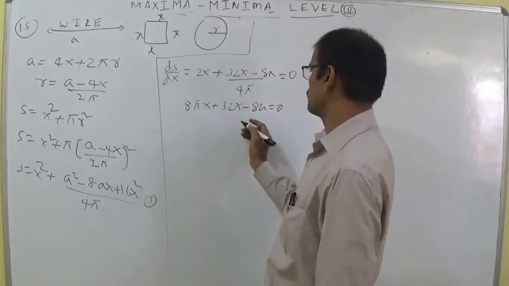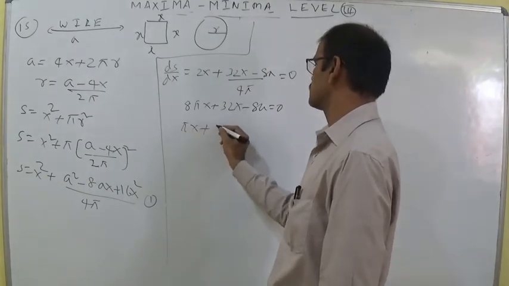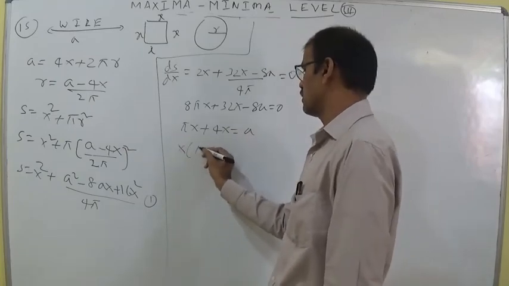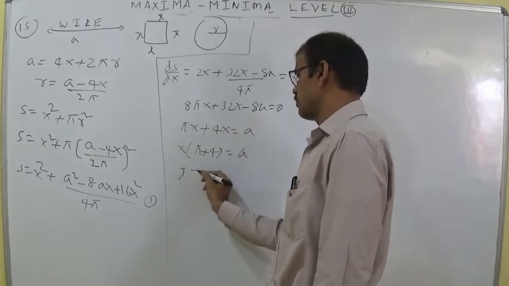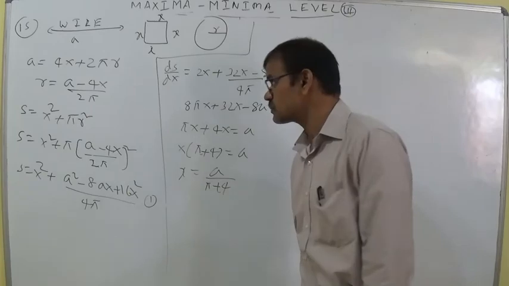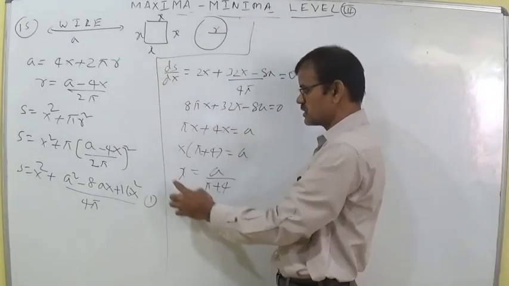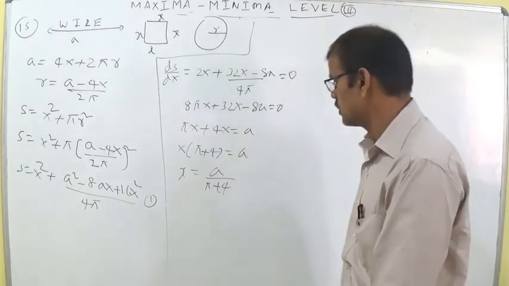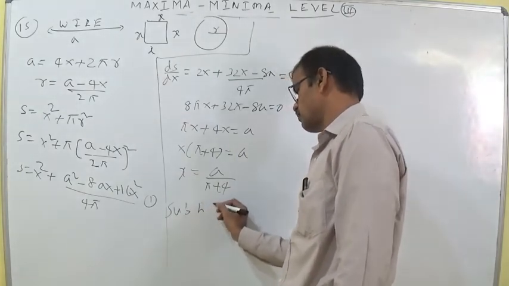8 pi x plus 32x is equal to 8a, divided by 8. Then it becomes pi x plus 4x is equal to a. So taking x common, (pi plus 4) x is equal to a. So we are getting x is equal to a by pi plus 4. If he is asking about the lengths of pieces, 4x is a piece, and 4x is equal to 4a by pi plus 4. X is equal to a by pi plus 4. Substitute in the first equation to get the value.